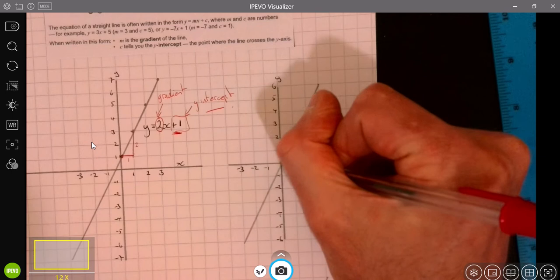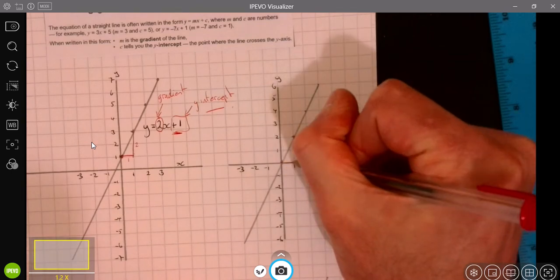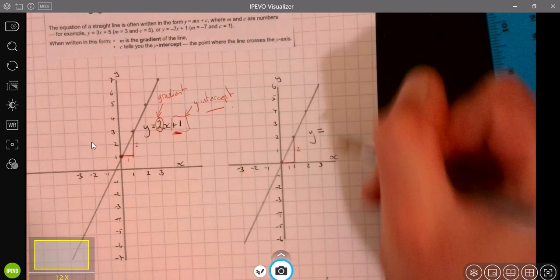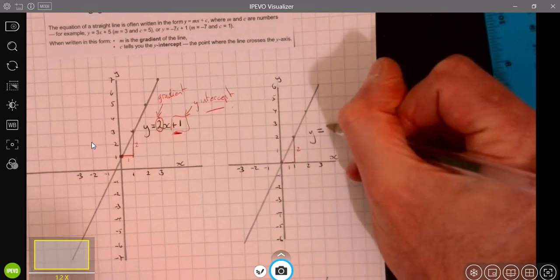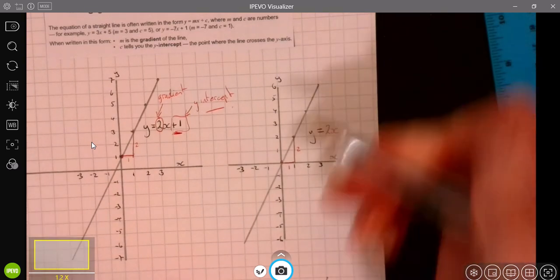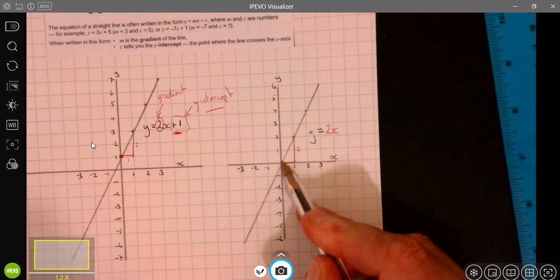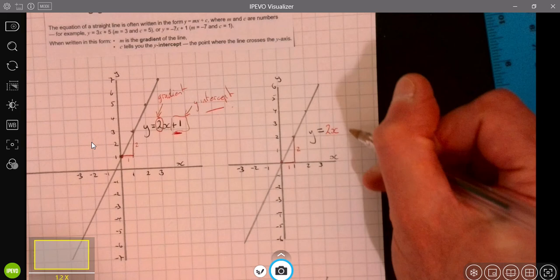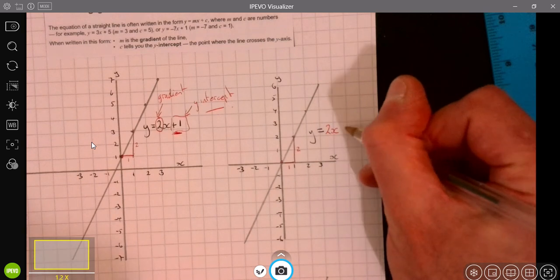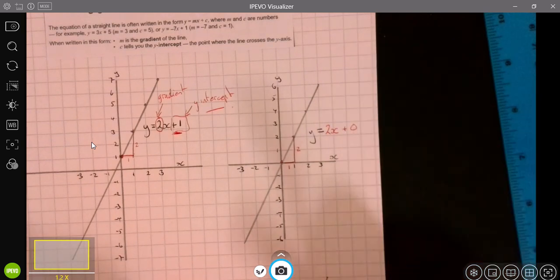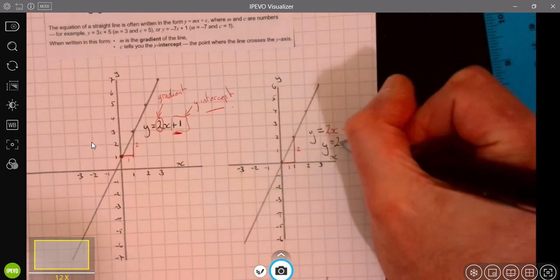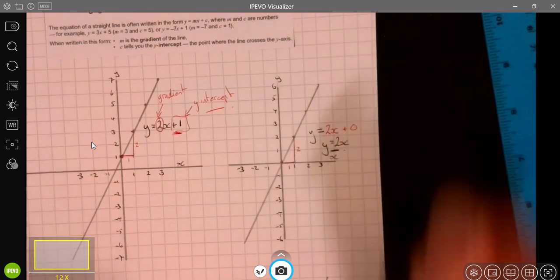So take 2 points, 1, 2, 2, 1, 2 divided by 1, 2. Right, so the gradient is 2x. And what's the y-intercept? 0. That's where it crosses, look. It goes through the origin. So I could write plus 0. Let's put it in. That's not wrong, but why would you write plus 0? So let's just leave it as y equals 2x.